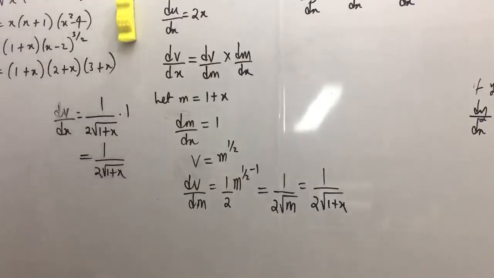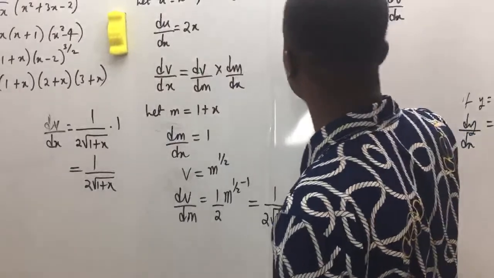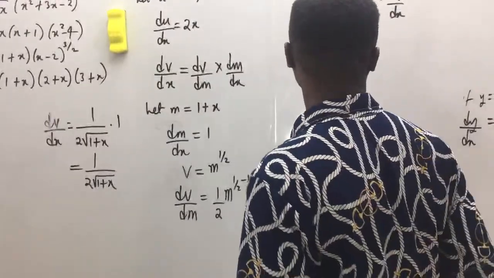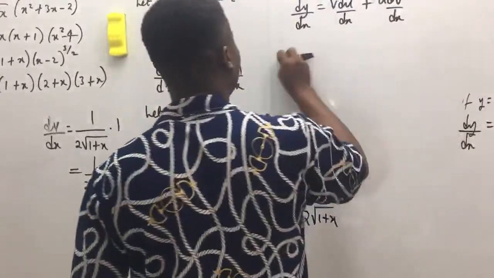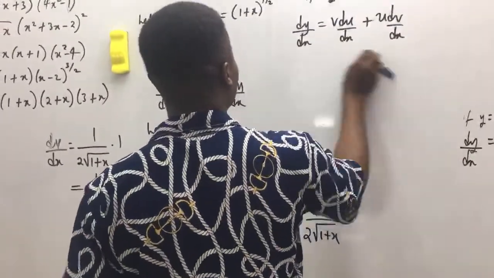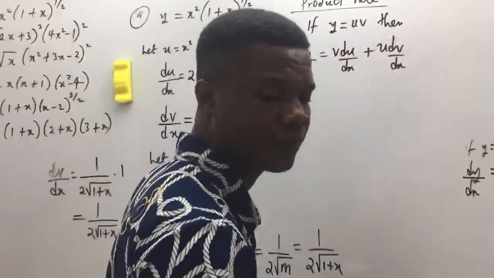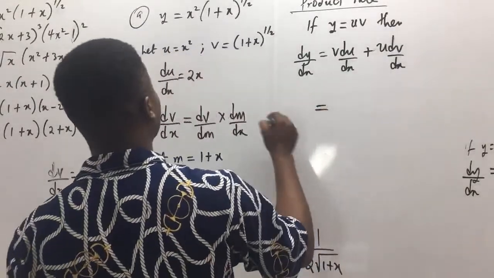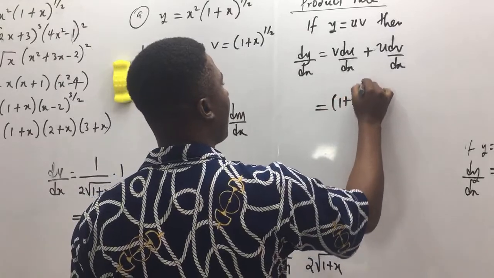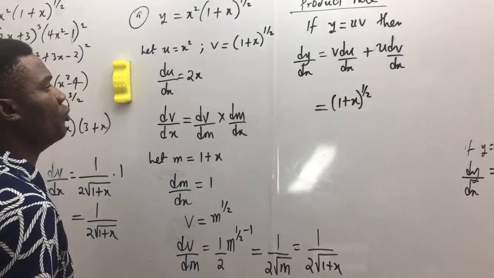Now that we've obtained dv/dx, you can come over to finalize your result and use product rule. So using product rule, you'll end up having the following. You will have v, which is 1 plus x raised to power half. I'll keep it constant and then differentiate u with respect to x.